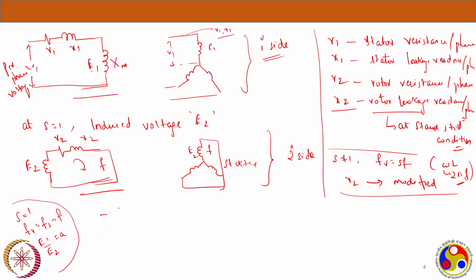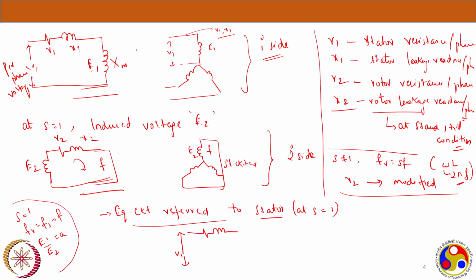Now this, I'm trying to join the equivalent circuit referred to the stator, and again at S equals 1 only, right? So this is the V1 I have applied here, and there is R1, X1. You see this particular equivalent circuit is already referred to the stator. That's already a stator equivalent circuit.